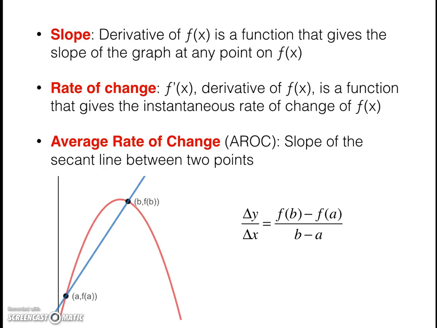The average rate of change, abbreviated AROC, is the slope of the secant line between 2 points. It finds the rate of change over a time interval. The secant line can be seen in the graph below. It's the blue line connecting the 2 points, and it is calculated by taking f of b minus f of a divided by b minus a.